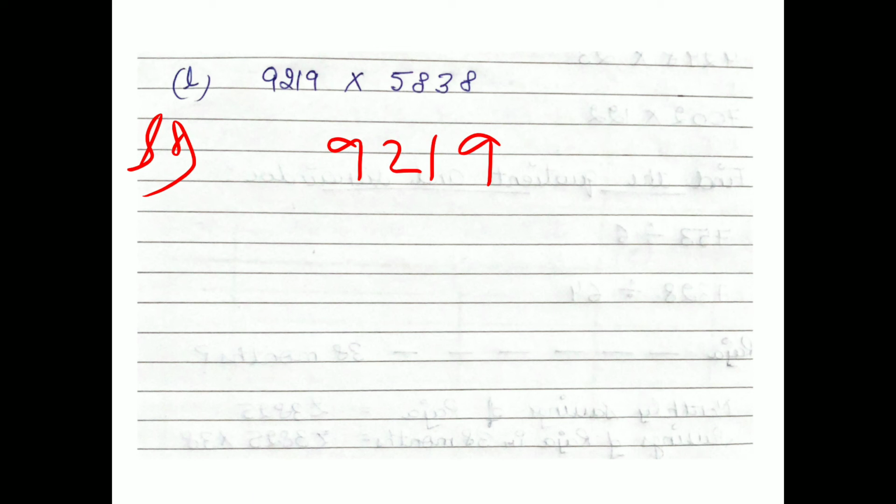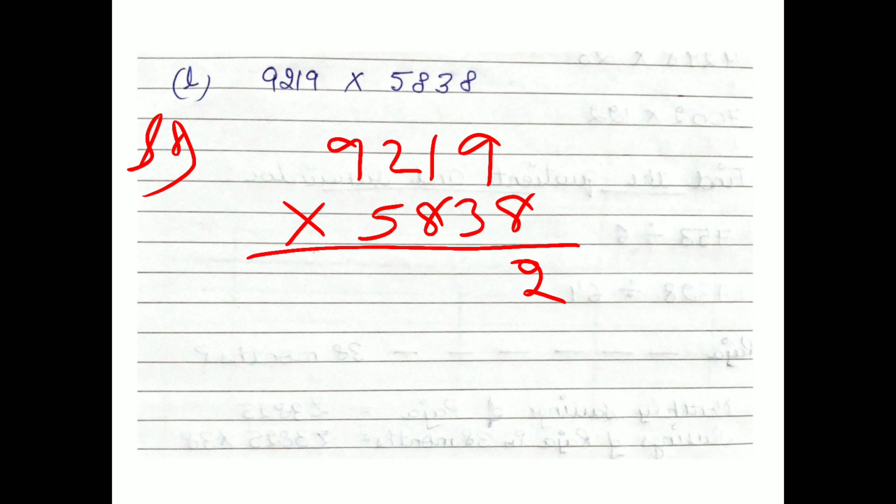9219. Multiply it 5838. We do with 8. 8 nines are 72. 8 plus 7 is 15. 8 twos are 16 plus 1 17. 8 nines are 72 plus 1 73. Now we do with 3.